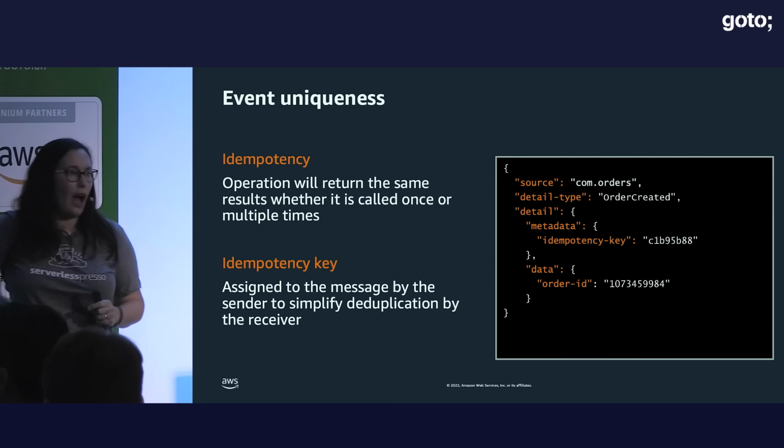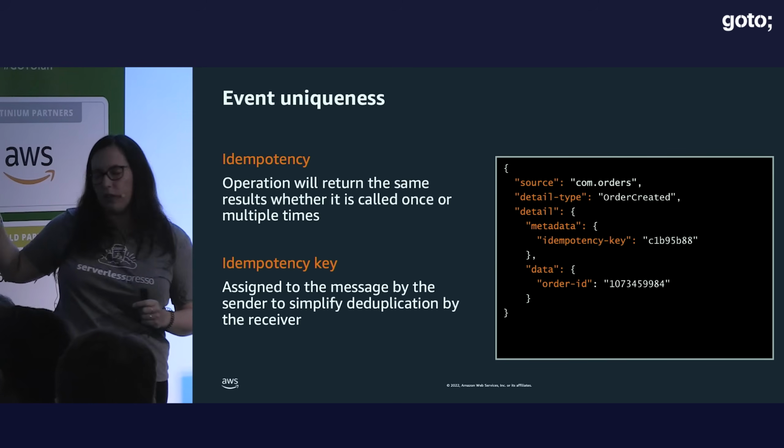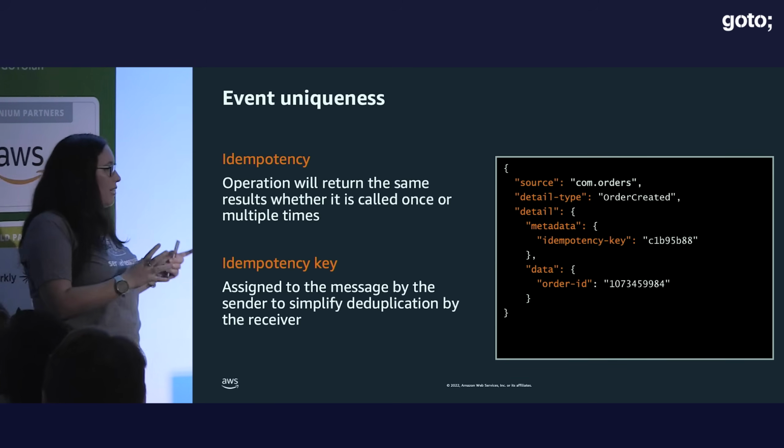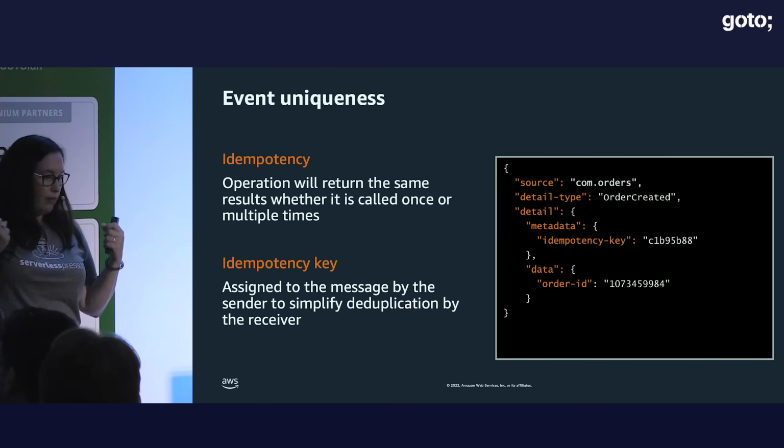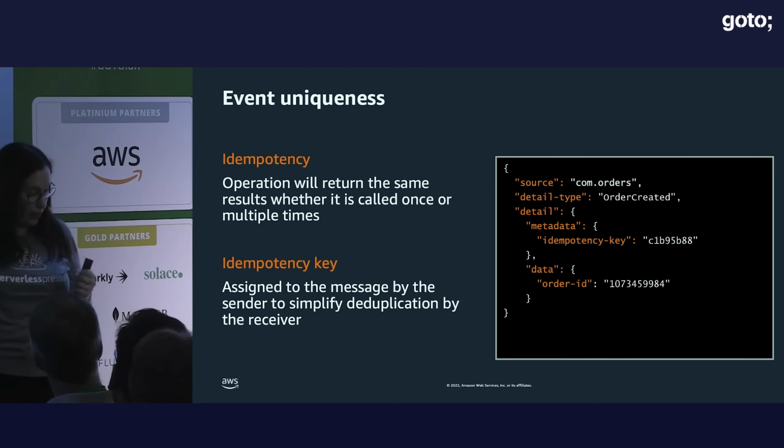The first one is idempotency. I'm not an English speaker, so I hope I didn't destroy that word. Basically, it's a mathematical concept where no matter if you get 1 and 2, you always return 3.